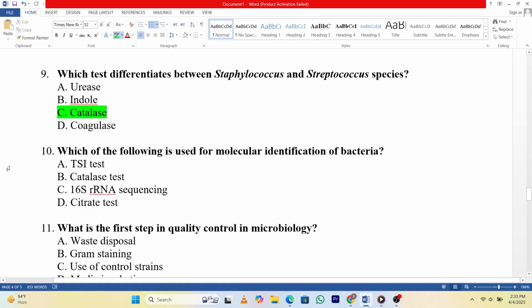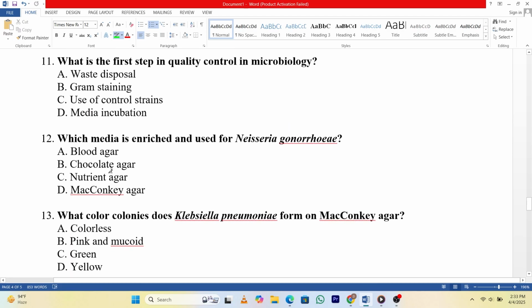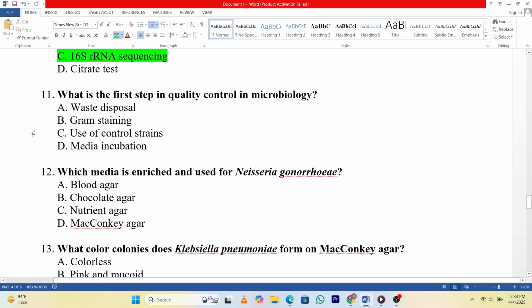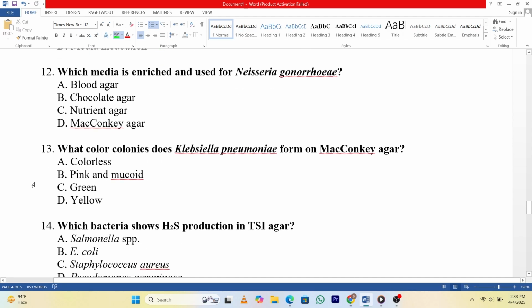11. What is the first step in quality control in microbiology? A. Waste disposal. B. Gram staining. C. Use of control strains. D. Media incubation. Answer, C. 12. Which media is enriched and used for Neisseria gonorrhoeae? A. Blood agar. B. Chocolate agar. C. Nutrient agar. D. MacConkey agar.